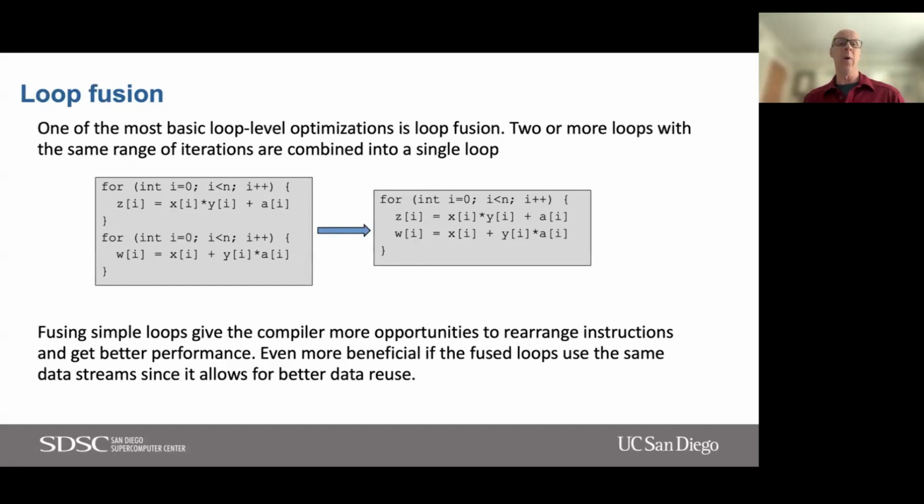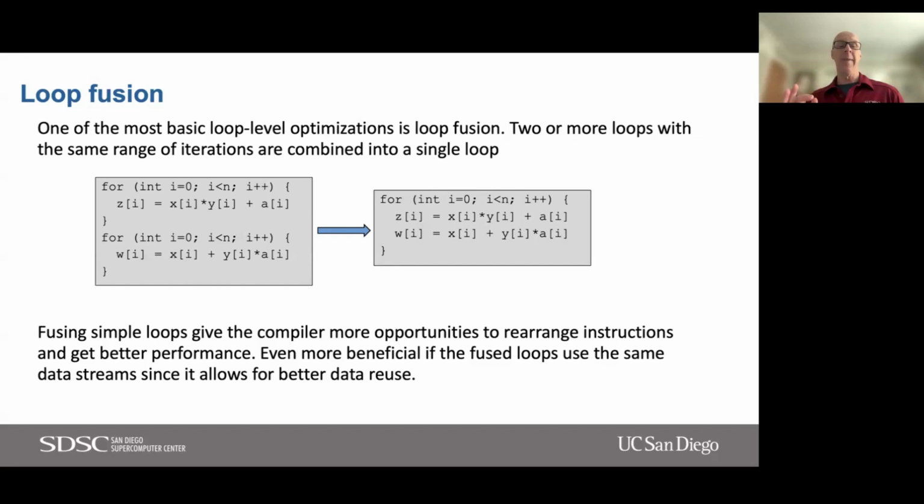One of the most basic is what we call loop fusion. This is where we take two loops that have the same range of iterations and we combine them into a single loop. So here on the left, I have two loops, I equals 0 to n, and I'm doing some operations involving arrays x, y, and a. So I'm saying z sub I is equal to x sub I times y sub I plus a sub I. And in the next loop, I'm setting w sub I equal to x sub I plus y sub I times a sub I. So in this case, we took those two loops, we fused them together into a single loop.